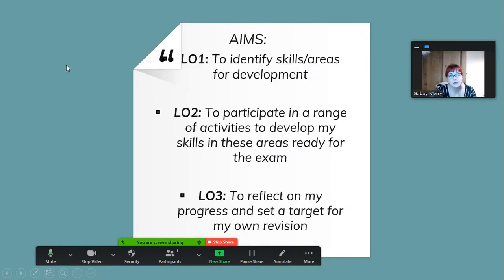So the first thing we're going to do is spend a bit of time thinking about what areas we struggle with a little bit. We're going to build up some of those skills in different areas. And then hopefully at the end of today, you can reflect and think about whether there are any areas you're still a little bit uncomfortable with. Have we improved? What do you feel you personally need to work on and focus on for your exams in the future?